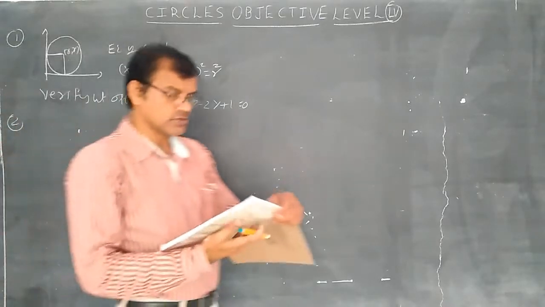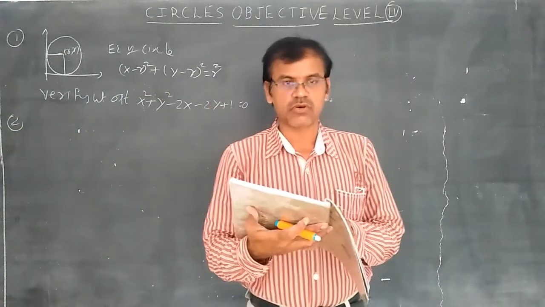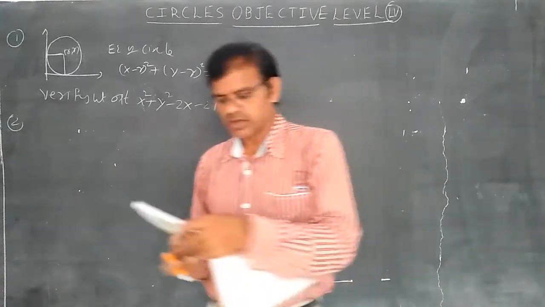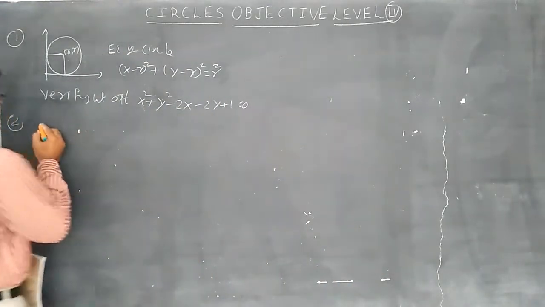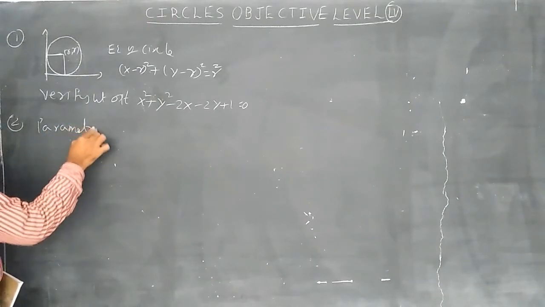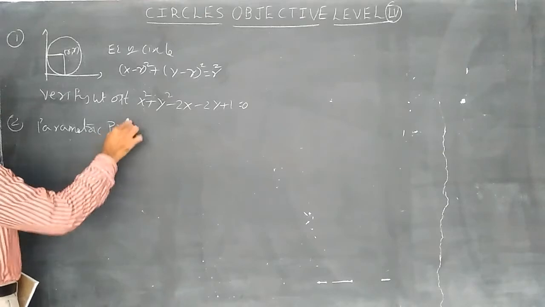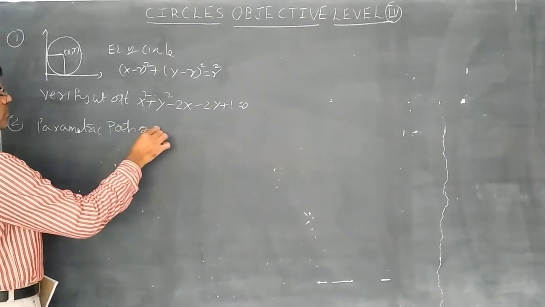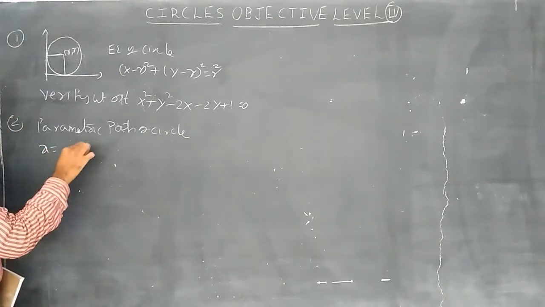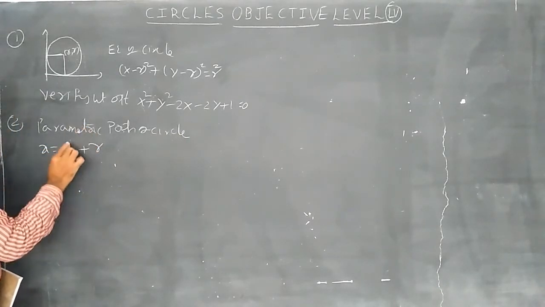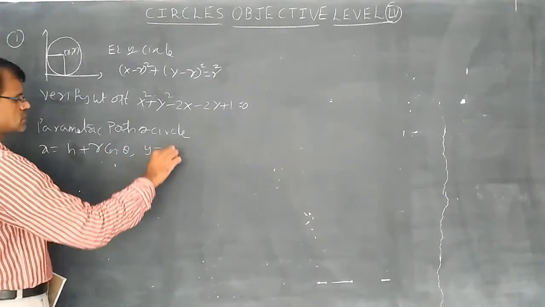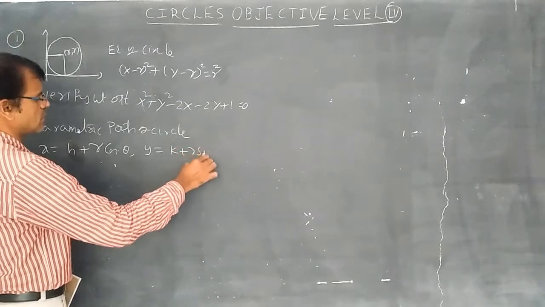Now let us discuss the second question. The circle on which the coordinates of any point are 2 plus 4 cos theta and minus 1 plus 4 sin theta, where theta is a parameter. Parametric points of circle. Let us remember: x is equal to h plus r cos theta and y is equal to k plus r sin theta.